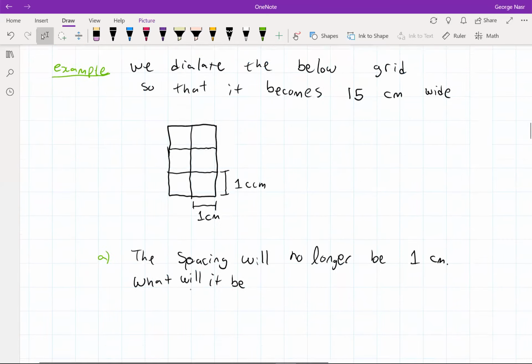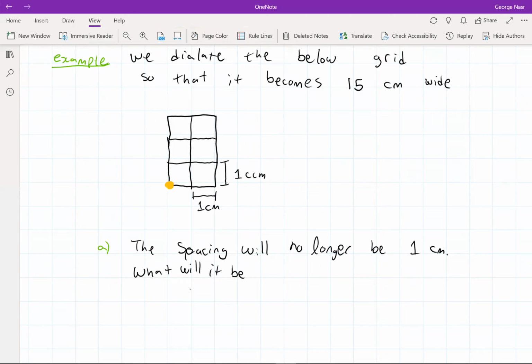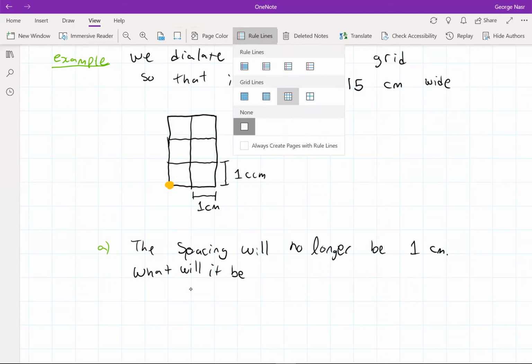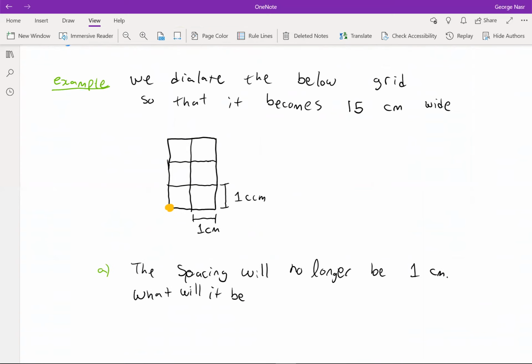Okay. So let's do an example together now. Let's say we dilate the below grid so that it becomes 15 centimeters wide, and I didn't really say where we're dilating, so let's say it's right here. So we've got this, and I'm going to get rid of the grid lines now. These are no longer helpful for us. So we've got this grid, we've dilated it from this point, so that means we're stretching things out like that.